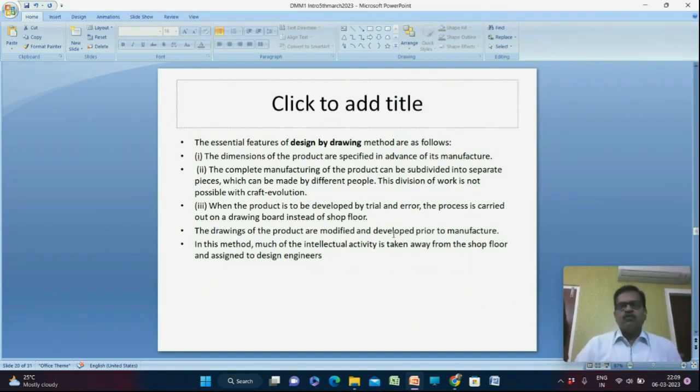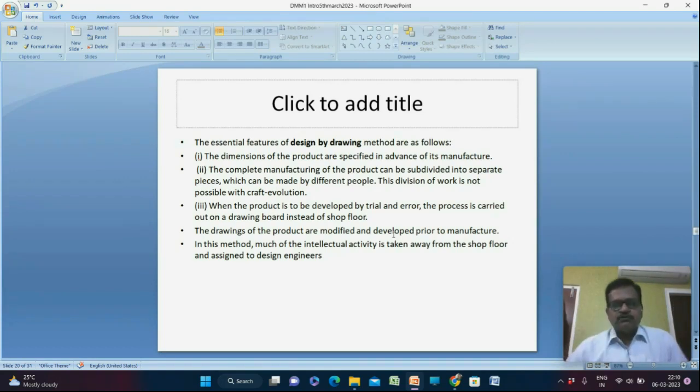Now we follow design by drawing. The dimensions of the product are specified in advance of its manufacture. The complete manufacturing of the product can be subdivided into separate pieces which can be made by different people. One person is making one part, another person is making another part, and one is purchased from the market, and all these things are brought together and assembled. That's it. The division of work was not possible with craft evolution, whereas here it is available.